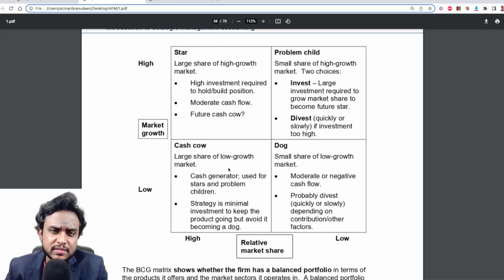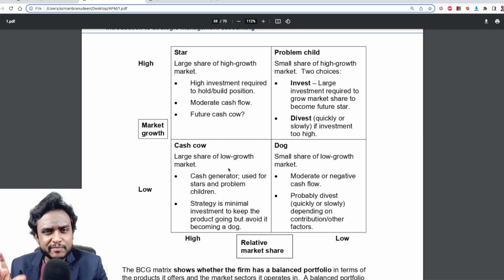So what happens with BCG and how we can use BCG is essentially one is the classification, because the classification is helpful for us to understand what kind of product we have. But more importantly, it also helps us strategize. It helps us decide what we have to do with this. So I'll just give you a basic example.